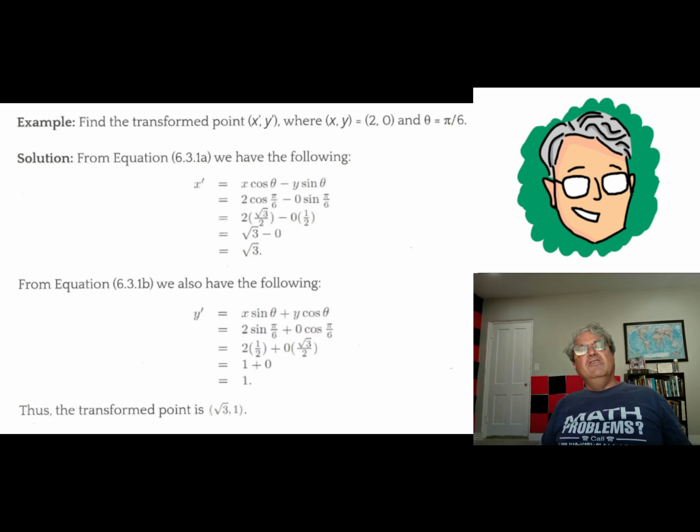y prime is going to be x sine theta plus y cosine theta. x was 2. Sine of pi over 6 is 1/2. So we're going to get 2 times 1/2, plus, and y is 0, so we can forget the second term. So we just get 2 times 1/2, which is 1. So the answer is 1. That means that the coordinates of our transformed point are square root of 3 comma 1. So that's how this point transforms.